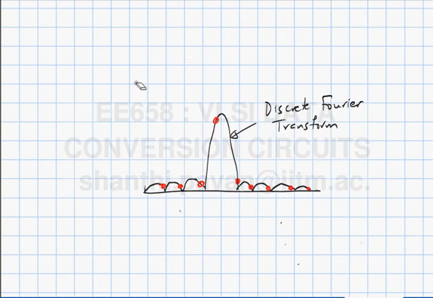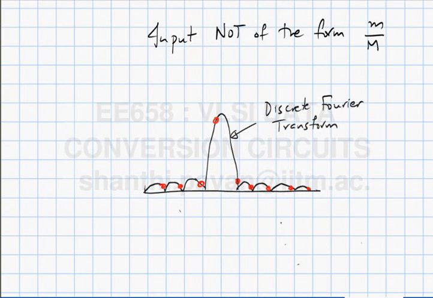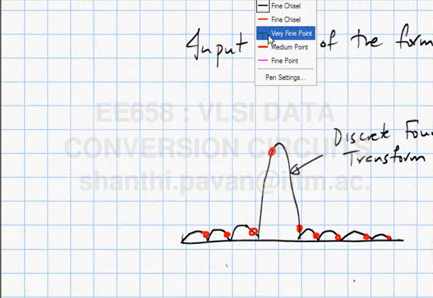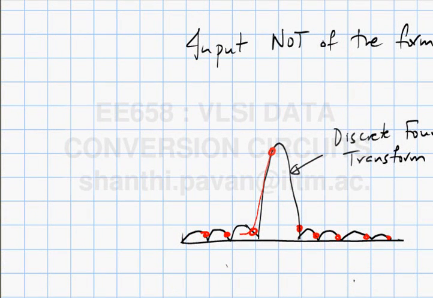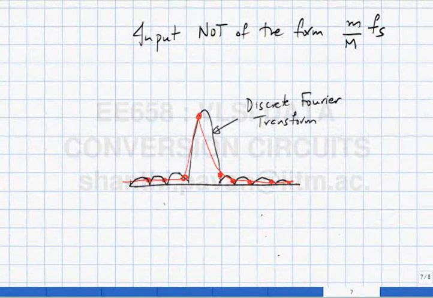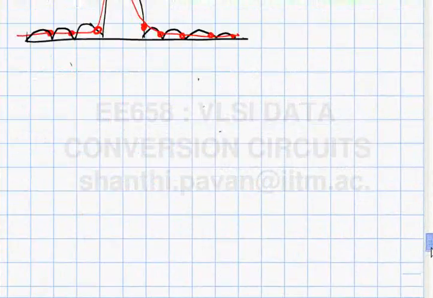So this is an input not of the form m by M times Fs. Does this make sense? And when you plot the discrete Fourier series coefficients, it's simply going to join all the red points. So that's why you see the Eiffel Tower. And clearly, the closer the input tone gets to 2 pi times m by M, the closer you will get to 0, so the Eiffel Tower height will become smaller and smaller. Does this make sense to all of you? So that explains this.